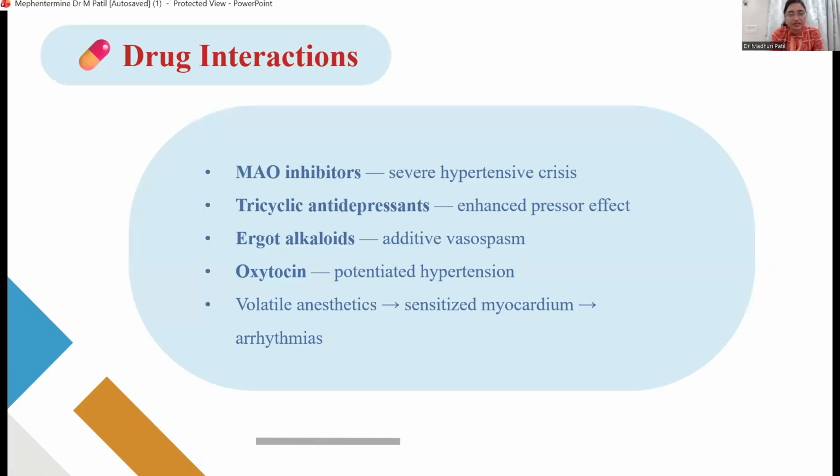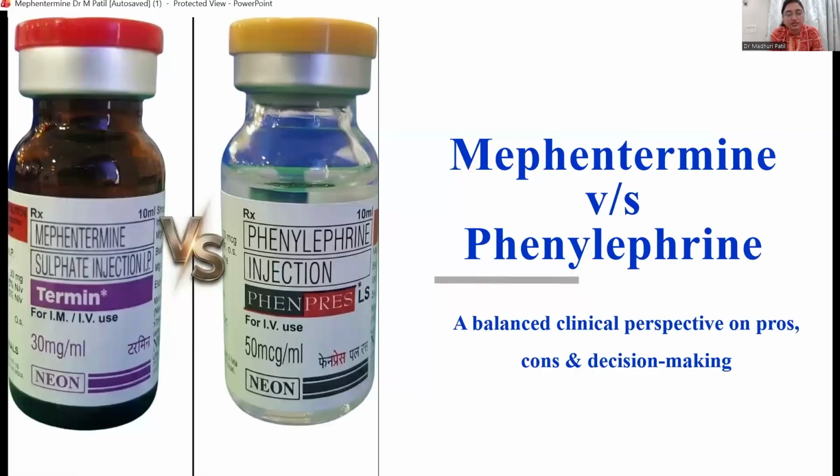Drug interaction: mefentermine interacts with the MAO inhibitors. It may lead to severe hypertensive crisis, as mefentermine also leads to an increase in norepinephrine level at the synaptic cleft, where MAO drugs also inhibit the reuptake of norepinephrine from the synaptic cleft, and eventually it may lead to severe hypertensive crisis. With tricyclic antidepressants, enhanced pressor effect. With ergot alkaloids, additive vasospasm can be seen. With oxytocin, potentiated hypertension. Volatile anesthetics sensitize the myocardium and can cause arrhythmias.